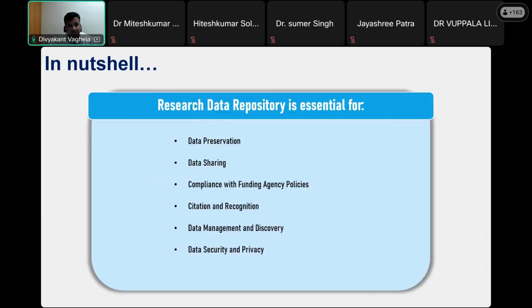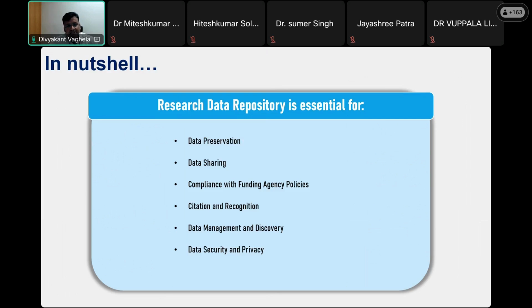In a nutshell, we can say that a research data repository serves as a centralized platform for storing and managing research data. It plays a crucial role in supporting the open science initiative by preserving data, sharing data, and compliance with funding agencies. It also provides citation and recognition, management and discovery, security, and privacy.